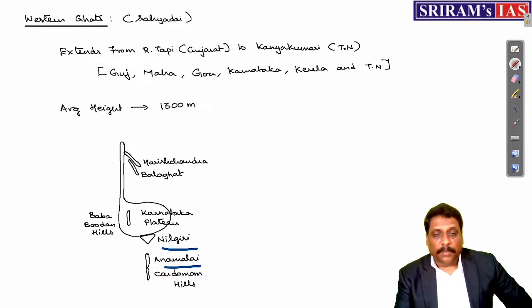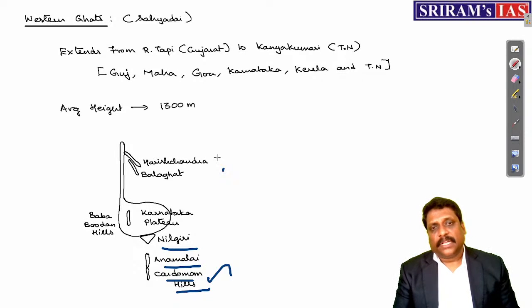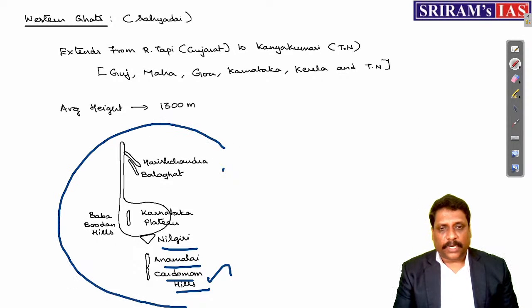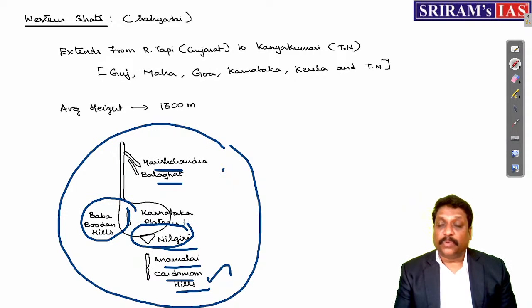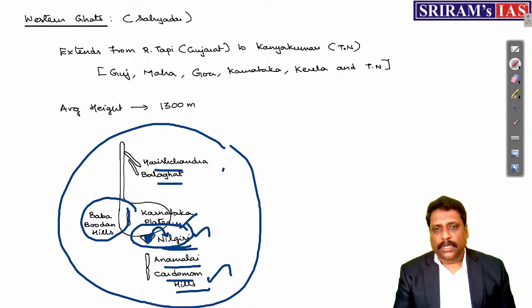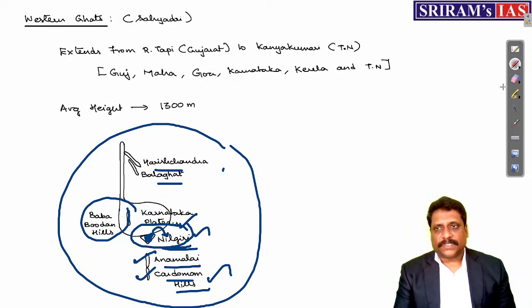And south of Nilgiri, you have Anamalai, and further south of Anamalai, you have the Cardamoms. So all these are part and parcel of the Western Ghats. The names of these mountains are very, very important. I repeat again: the Harishchandra and Balaghat ranges of Maharashtra, Baba Budan Hills of Karnataka, Nilgiri, a tri-junction between three states, but the larger presence of Nilgiri is in Tamil Nadu. You have heard about hill stations like Ooty and Coonoor, am I right? All these places are located in the Nilgiris. And Anamalai and the Cardamom Hills are also part of the Western Ghats, right, my friends.